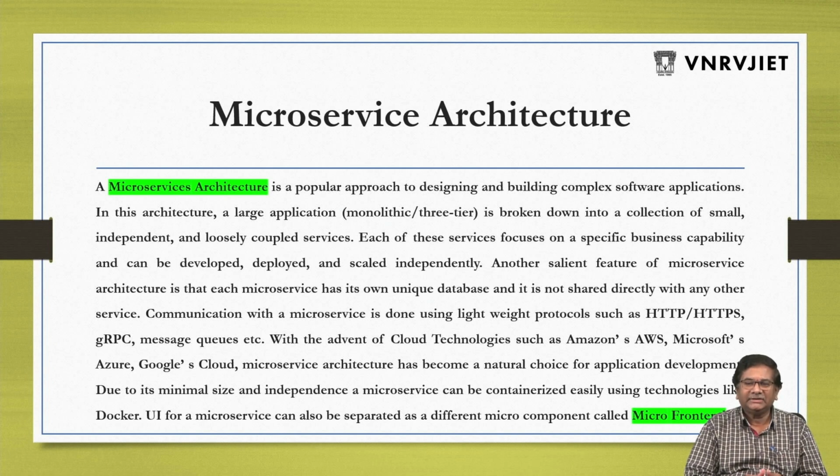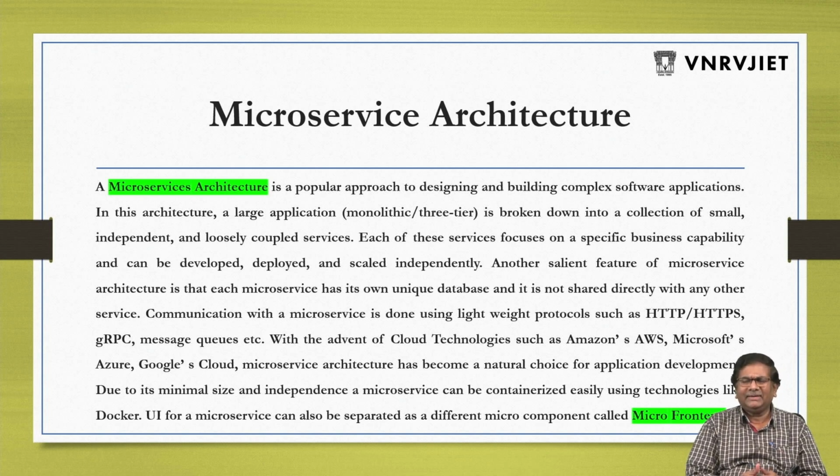Communication with microservices is done using lightweight protocols such as HTTP, HTTPS, gRPC, message queues, etc. With the advent of cloud technologies such as Amazon AWS, Microsoft Azure, or Google's cloud, microservice architecture has become a natural choice for application development. Due to its minimal size and independence, a microservice can be containerized easily using technologies like Docker. UI for microservices also can be separated as a different microservice component called micro frontend.